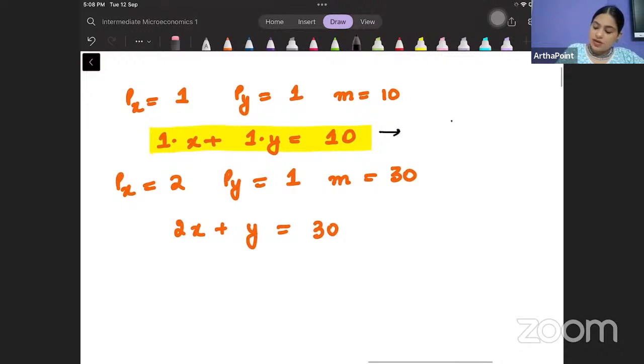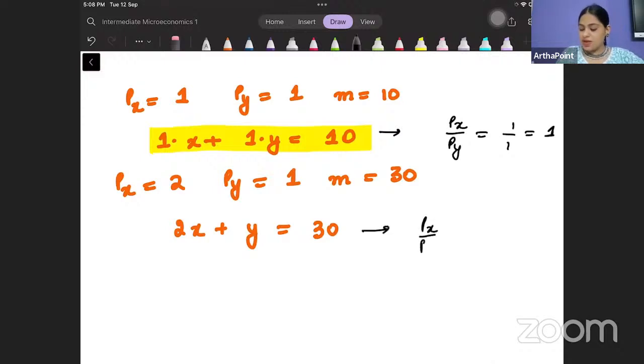Ma'am, earlier the slope was px by py. That means 1 by 1. That means 1. Ma'am, now the slope is px by py. That means 2 by 1. That means 2. So what has happened to the slope beta? The slope has doubled. So slope has doubled.